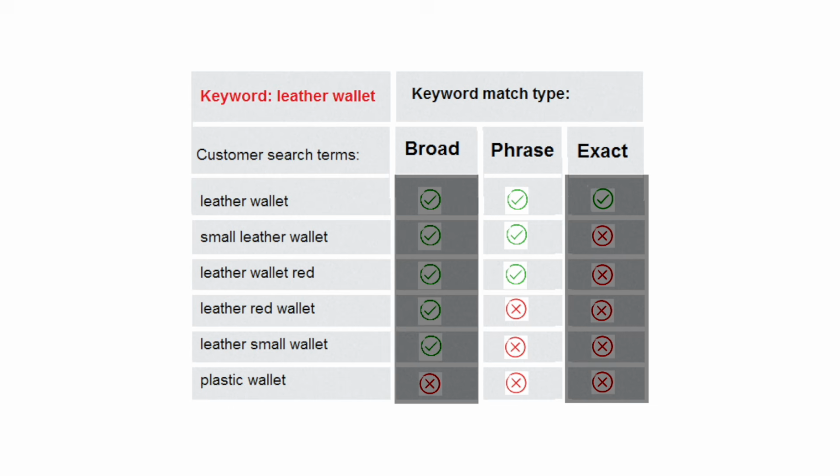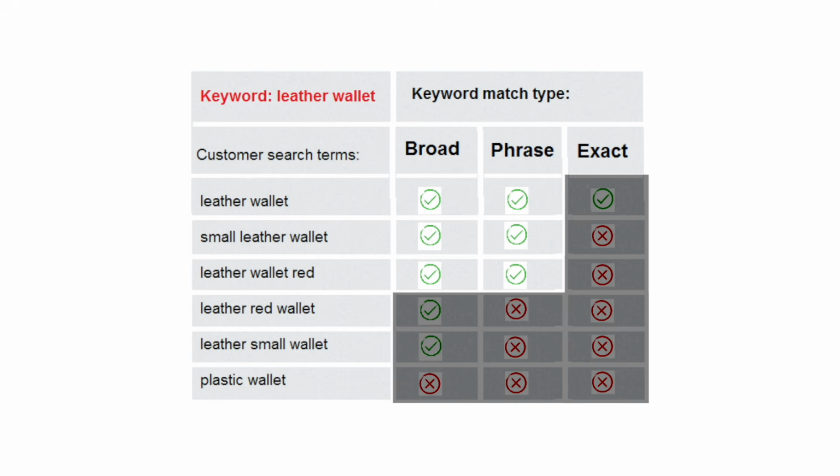Phrase match is a hybrid between exact and broad match, where your ad will show up for searches that include your keyword in the exact same order, but may have additional words before or after it. So for example, your ad may show up for searches like small leather wallet or leather wallet red, but not for searches like leather red wallet or plastic wallet.